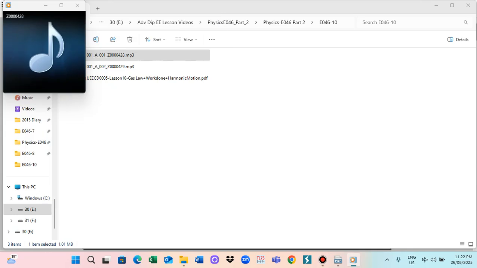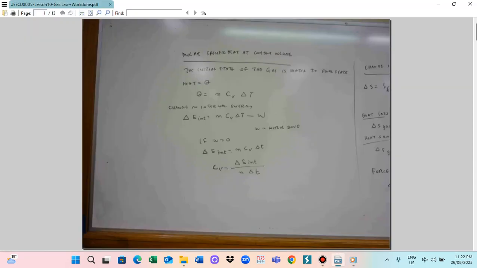Given the internal energy equation, U = 3/2 nRT. Here n is the number of moles, R is the gas constant, and T is the absolute temperature.